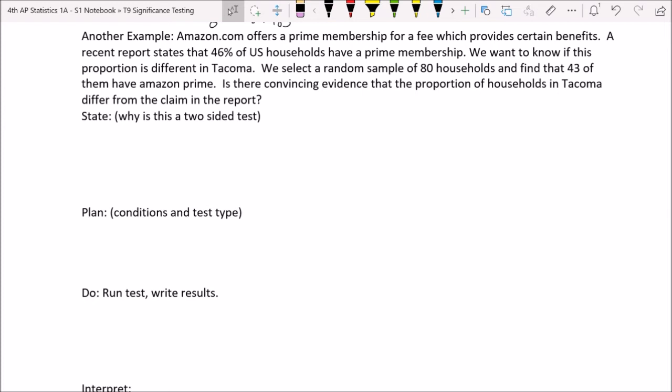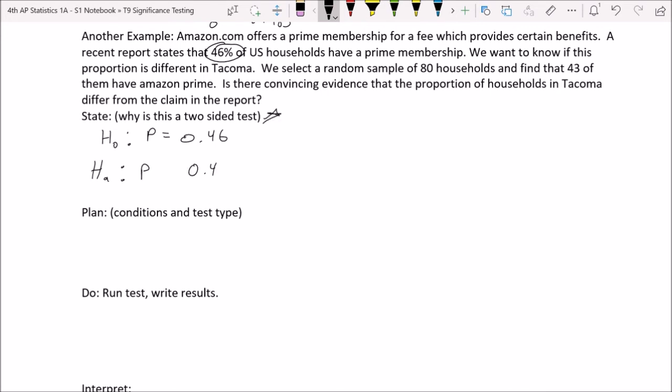All right. Let's do our state, plan, do, interpret. Let's start with our null hypothesis. Our null, we're using a proportion. The claimed value is 46%, so 0.46. The alternative hypothesis. Automatically we can write down that it's still a proportion. It's still 0.46.